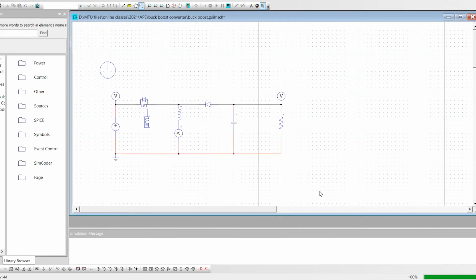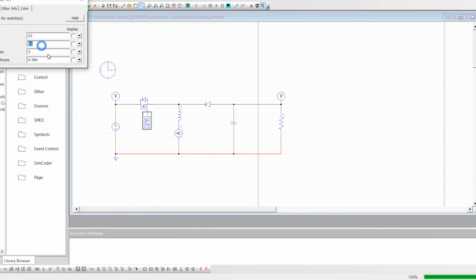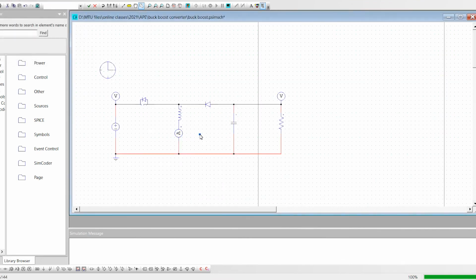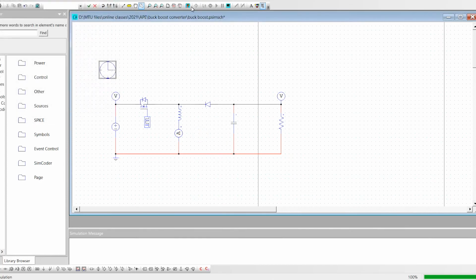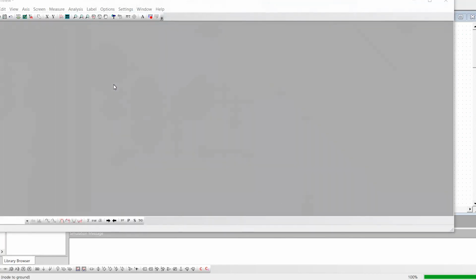Okay, to study the waveform of the inductor current, let's change the frequency of the gating block to 50 Hz, and the timeline to about 0.5, and let's study the waveform.